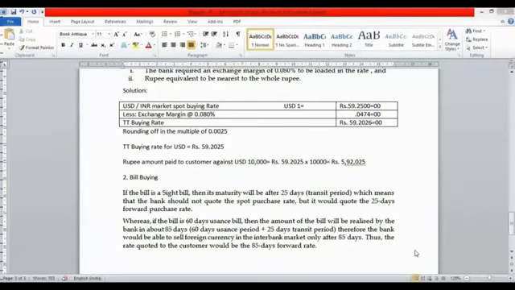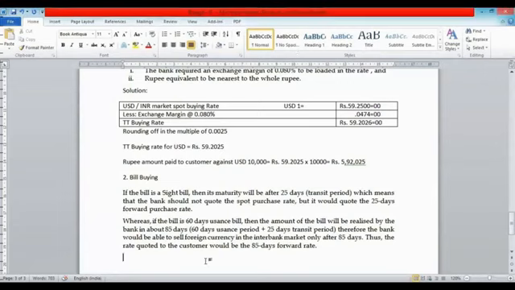Till this point, we have discussed that the bill is going to have some transit period or it will have the usance period. So whether we are having a sight bill, 25 days will be required. And if we are having a usance bill, then along with the usance period, the transit period will also be considered for knowing the forward rate for the bank.